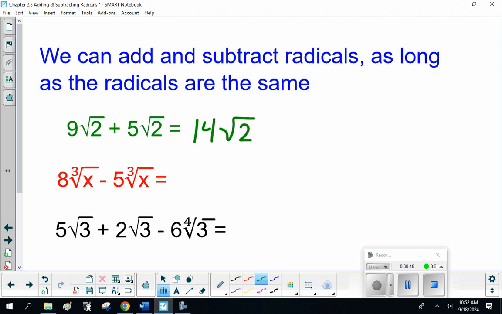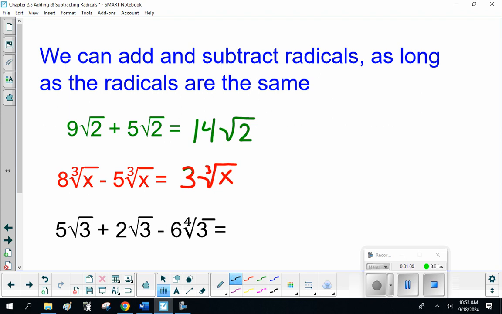You go through another pocket, you have 8 American dollars, and you find an IOU for 5 American dollars. How much do you have? Well, 8 minus 5 is 3. So, 8 cube root x minus 5 cube root of x will be 3 cube root of x.